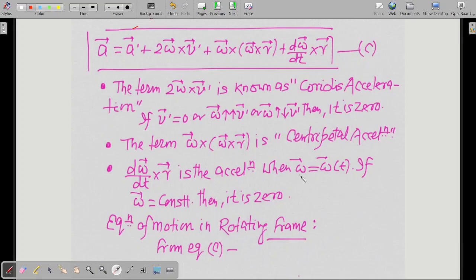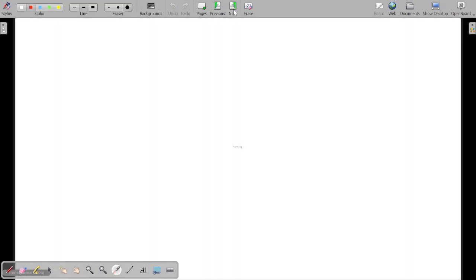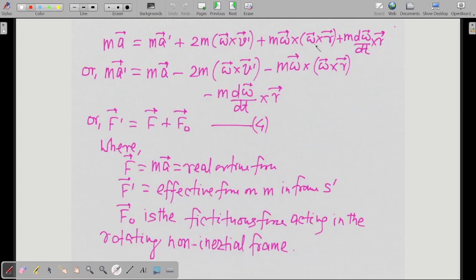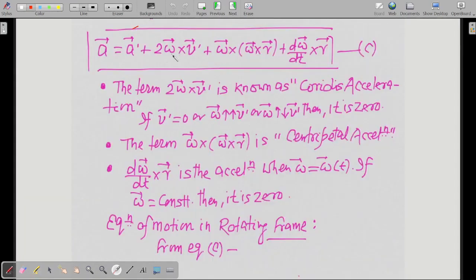This is your equation C. So the equation of motion in the rotating frame, from equation C, you get something like this. What do you have to do in the case of the equation of motion? You have to multiply both sides by m, because you write the equation of motion in terms of force, right? So you multiply both sides with mass, because mass into acceleration will eventually become force. So multiply both sides of this equation by mass.